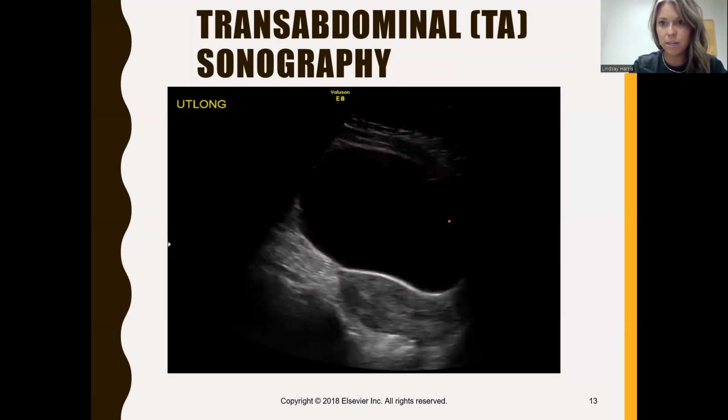This black hole here, this is the bladder. So this is a very, very full bladder. This is a transabdominal approach. So again, if you were thinking, how would you measure it in length? You would measure it like this. So that's from the fundus to the cervix there, and then an AP diameter.